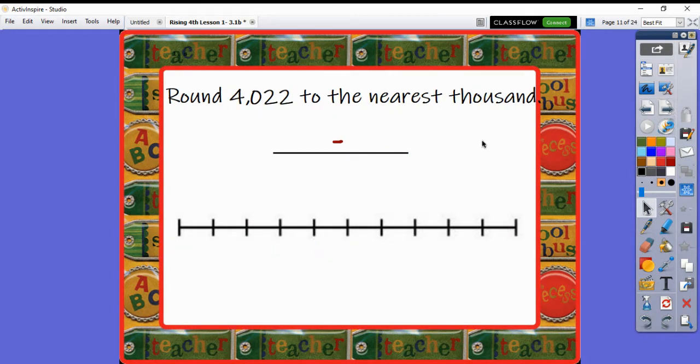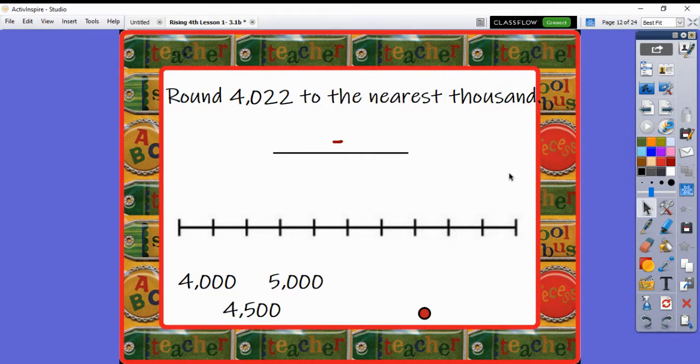All right, try this one out on your own. Round 4,022 to the nearest thousand. Pay attention to the thousands place and what the value of that digit in the thousands place is. That will help you get started on your number line. Press pause so that you have ample time to draw your number line, and then press play when you are ready to check your work.